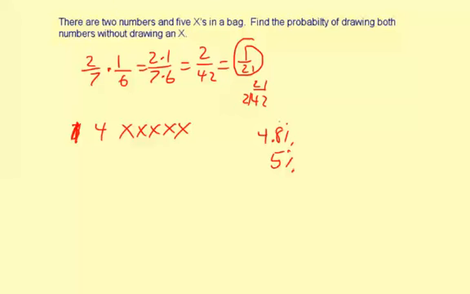So you could enter this 1 over 21, or you could enter this 4.8%, and you could probably even enter the 5% if you wanted to. Those would all be considered correct.